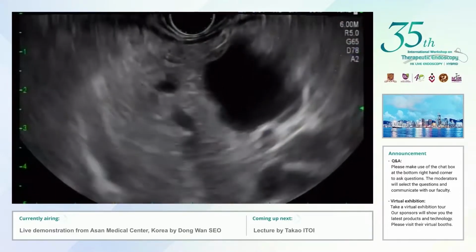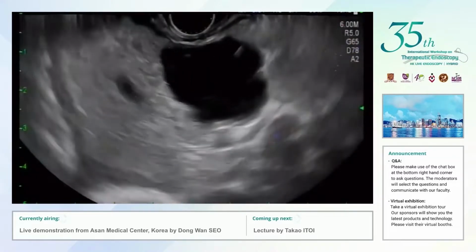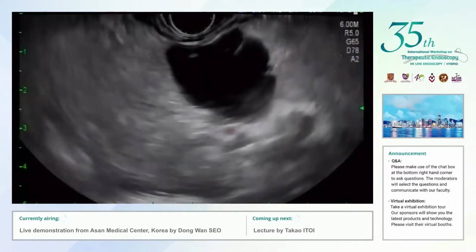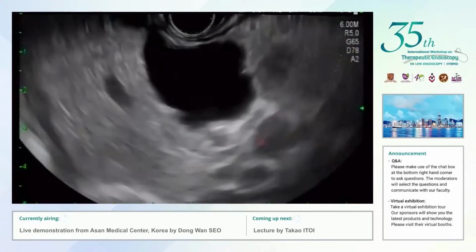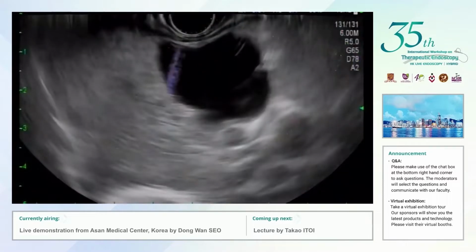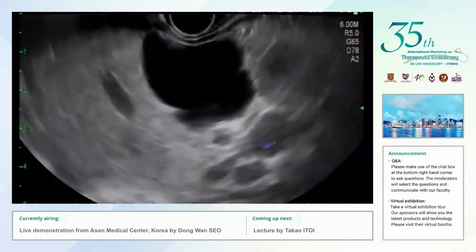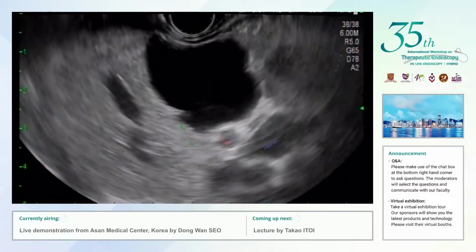Worrisome feature: if you can find any mural nodule or papillary projection inside the cyst, then we can measure the dimension, and it can be a worrisome feature. But in this case, the cyst wall is relatively smooth. It shows a little bit of lobulated margin. When I say lobulated, it means a lobular appearance on this part and also this part.